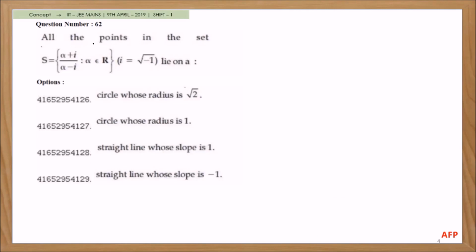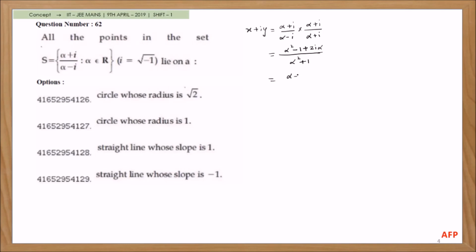Next problem: all the points in a set, this set is given, lie on. They have given the condition, and we are supposed to find the locus with respect to this set. Here complex numbers are given. So let us take x plus iy equals alpha plus i divided by alpha minus i. If you go for rationalization, multiplying by alpha plus i divided by alpha plus i, the denominator you get is alpha square plus 1, and the numerator is the square of alpha plus i. So this is what you got.